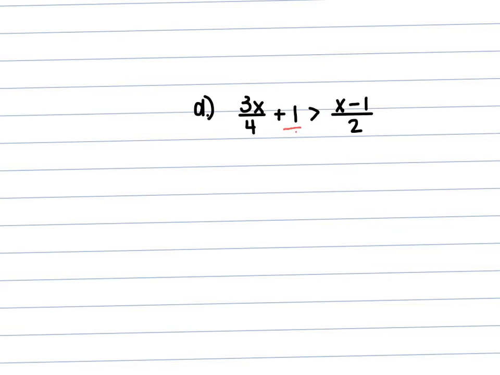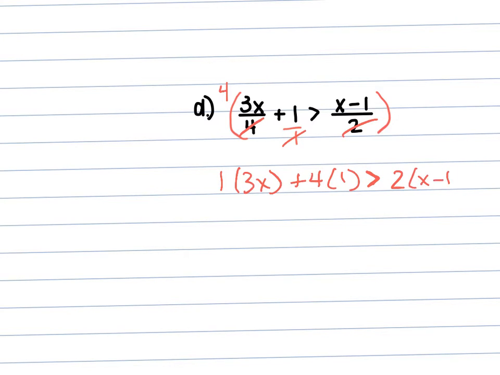We've got 4, 1, and 2 as our denominators. So 4, 1, and 2 all go into 4. 4 goes into 4 once, leaving just 3x up there. 1 goes into 4 4 times, and there's still a 1 up there. 2 goes into 4 twice. Oh, sorry, I forgot my greater than symbol. 2 goes into 4 twice, and there's still an x minus 1 up there.